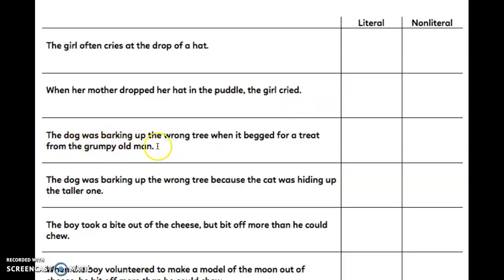The dog was barking up the wrong tree when it begged for a treat from the grumpy old man. Mark your answer. The dog was barking up the wrong tree because the cat was hiding up the taller one. Mark your answer.